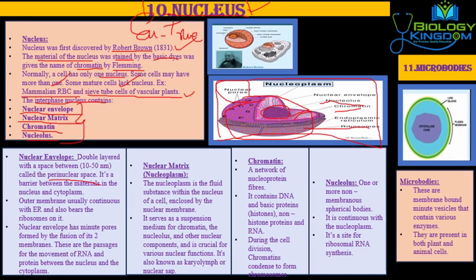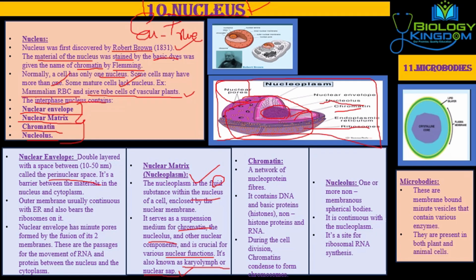Next we have the nuclear matrix, also known as nucleoplasm, which is simply a fluid within the nucleus, and it has various materials such as chromatin and nucleolus, which are helpful for nuclear functions. The nuclear matrix, the nuclear envelope and all the organelles enclosed within the nucleus play an important role during cell division. That is the reason the nuclear matrix is also known as karyolymph or nuclear sap.